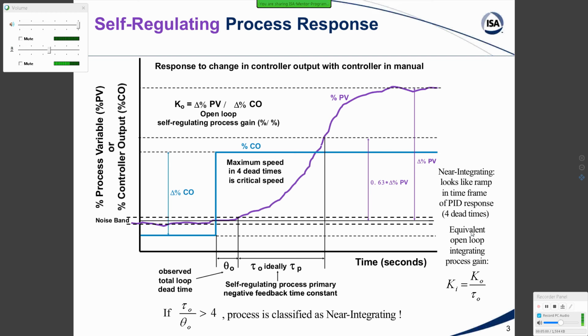In fact, it's been around for many, many years. In fact, they didn't originally have tuning rules for integrating processes, so they would convert it back to an equivalent self-regulating process, and there they would just go with a K sub O equal to 1, because they were trying to focus on figuring out what the time constant was, unless they had some additional information.